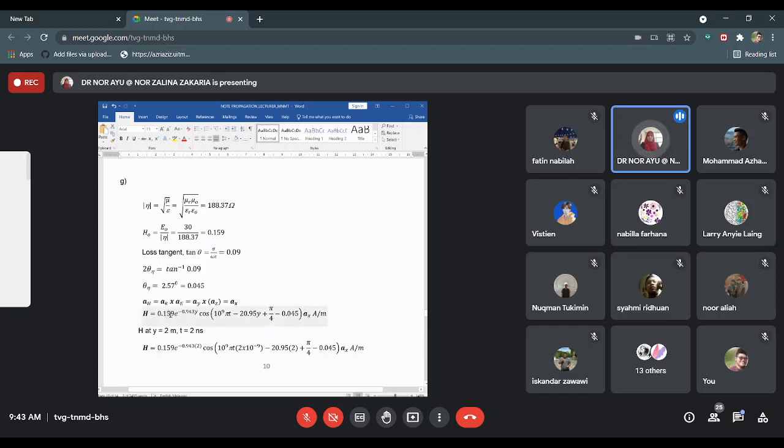So this is your alpha, alpha plus, your H, sorry. This is your amplitude, this is your alpha. The alpha you found earlier is 0.943, and then again the same one, cos 10 power of 9 t, your beta. Okay, minus, this is omega, sorry. This is omega t minus beta y plus pi over 4, which is already there. So minus 0.045, your intrinsic impedance.